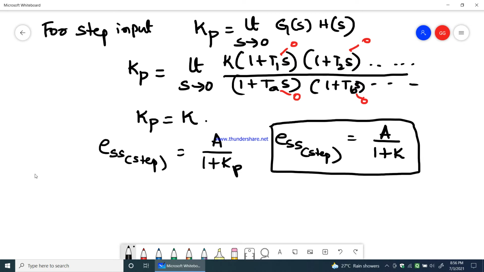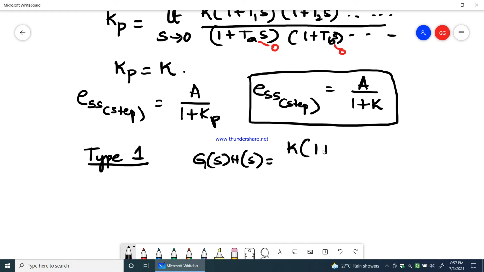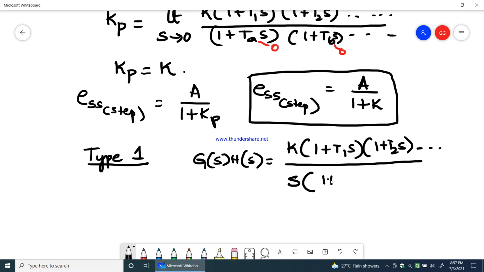Now let us go for the type 1 system, type 0 is over. For a type 1 system, G(s)H(s) would be equal to K into (1 plus T1 s) into (1 plus T2 s) and so on, divided by, for a type 1 system, s to the power of 1, j is 1, therefore s into (1 plus Ta s) into (1 plus Tb s) and so on.